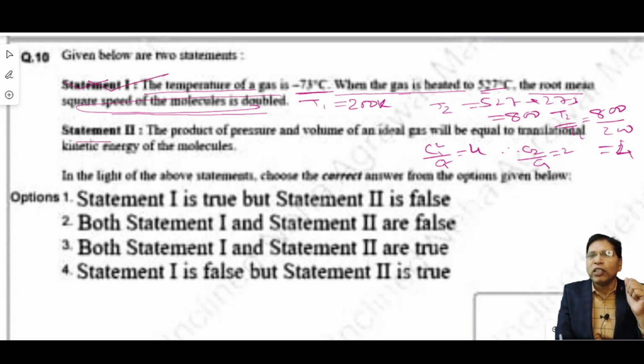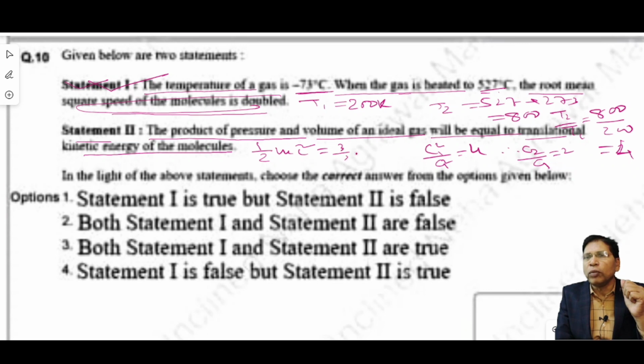Now statement 2. The product of pressure and volume of an ideal gas will be equal to the translational kinetic energy of the molecule. Look at this. The translational kinetic energy is half mc square. This equals 3 by 2 kT. Okay.